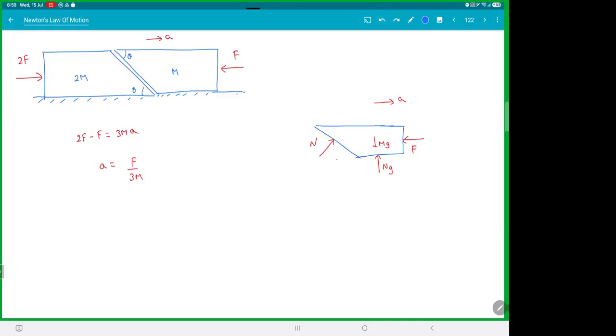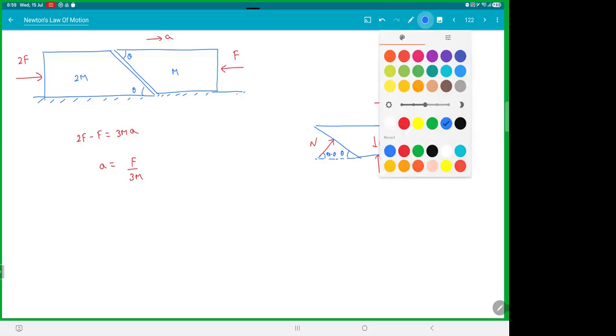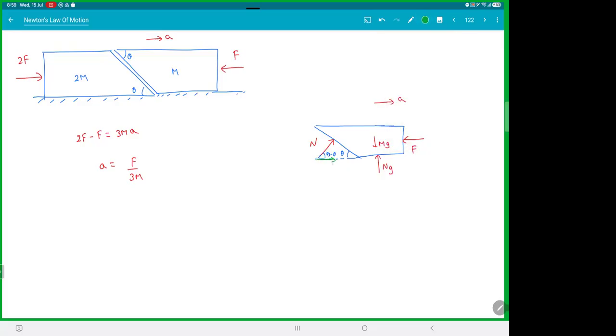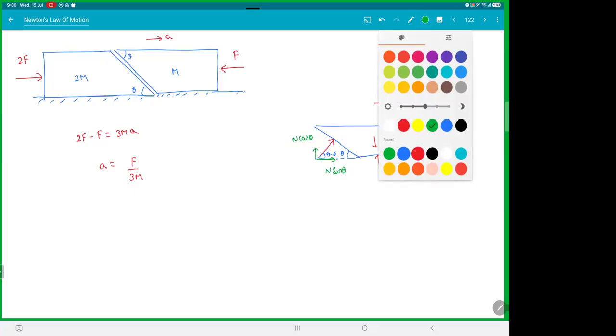Great. And we know this angle is theta. So if you extend this, this angle will be 90 minus theta. So if you resolve this into components, this will be N cos 90 minus theta. So that will be N sine theta. And the vertical component will be N cos theta. So this N is the normal reaction between both the wedges.